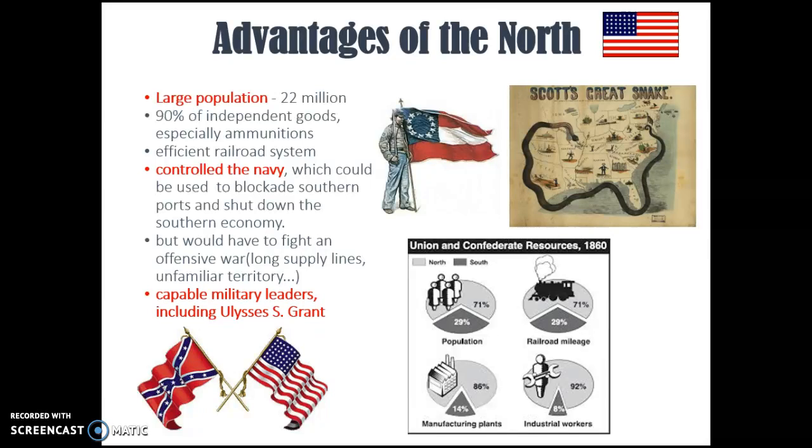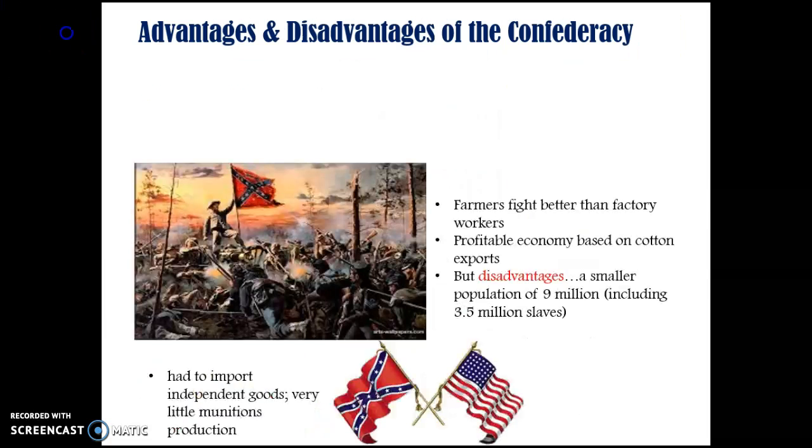But they would have to fight an offensive war, meaning long supply lines and unfamiliar territory because they're going down in the South and fighting. However, they had capable military leaders, including Ulysses S. Grant, but it took them a while in the beginning. Their military leaders didn't compare to what the South had.